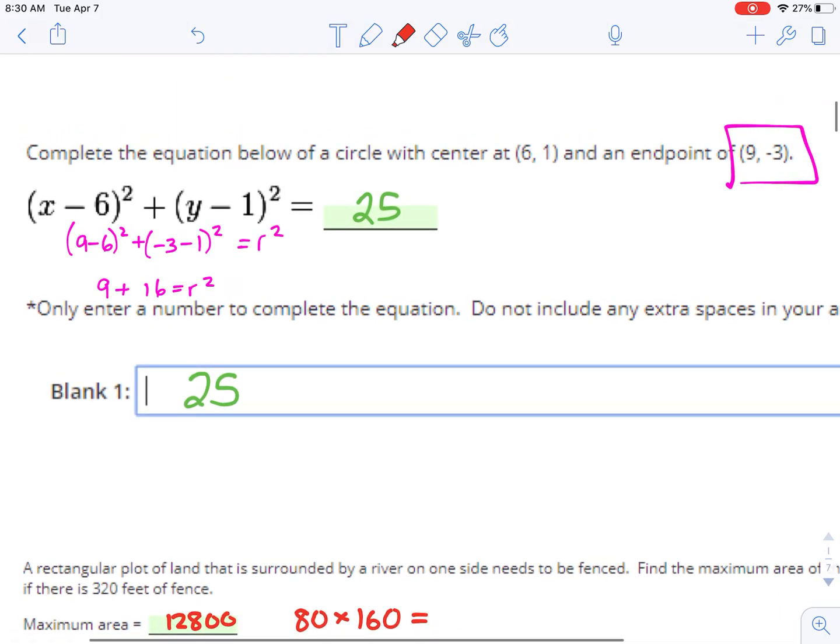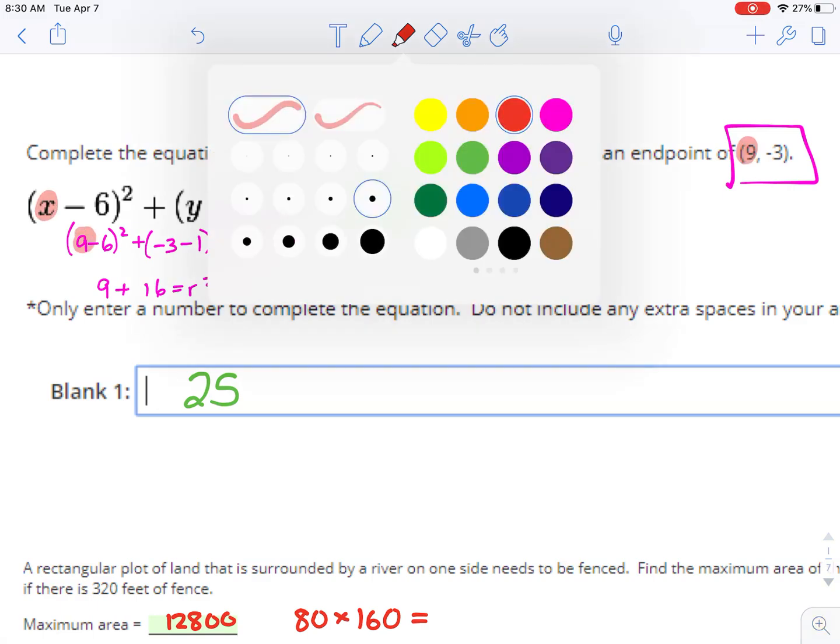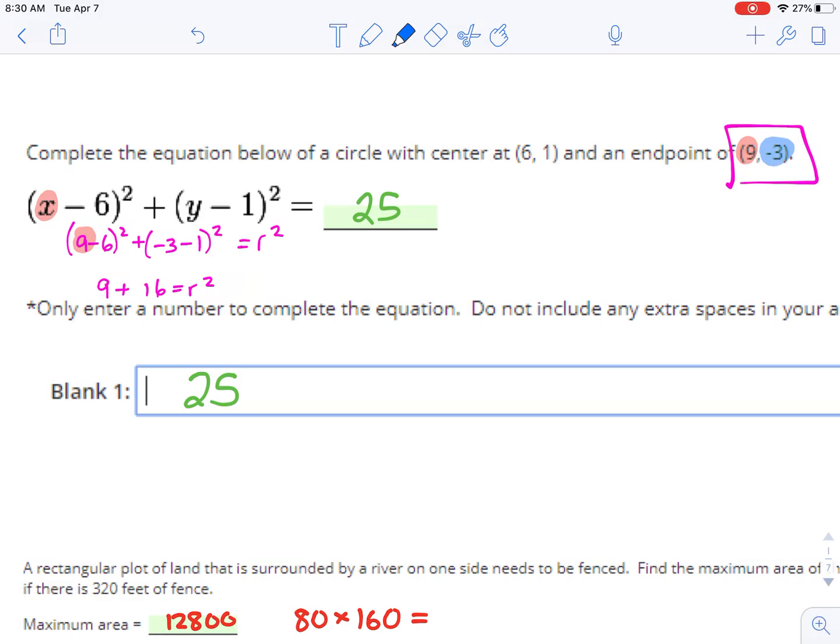In the next one, they want us to take the center, which they already started for us with the equation, and they want us to replace the x with our 9, and replace the y with the -3. And after you're done solving, you end up with your r squared. They wanted us to complete the equation. The formula says equals r squared. So our completing the equation, the answer is 25. If they asked for the radius, it would be just 5.